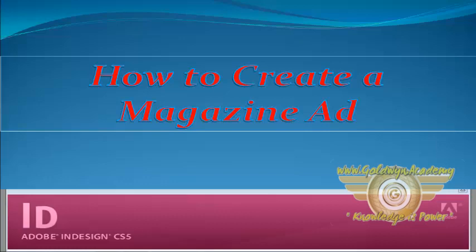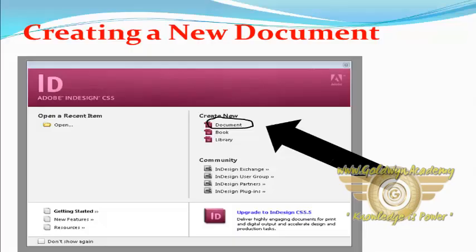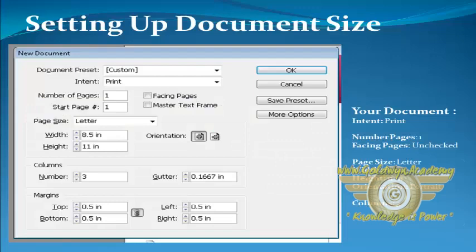Hello friends, in this tutorial we will learn how to create a magazine ad. First of all, open the Adobe InDesign CS file. Then click on Document. Setting up document size.